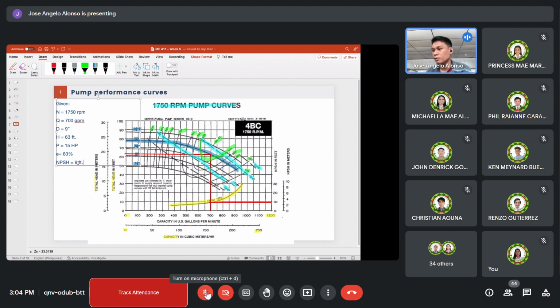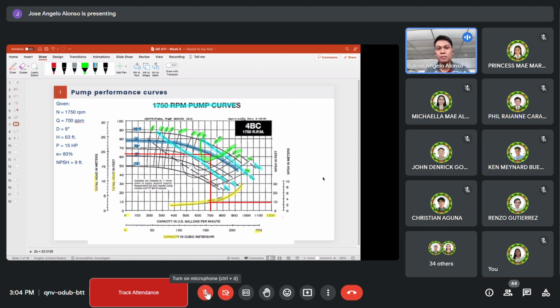Ma-determine natin yung total head na mapuproduce, power required para makapag-operate sa ganung capacity, efficiency ng pump, net positive suction head required. So, medyo usable or maganda itong gamitin during the operation or designing yung ating system.